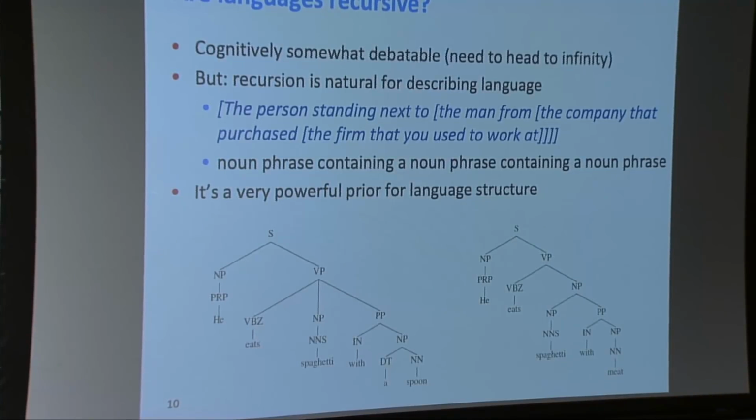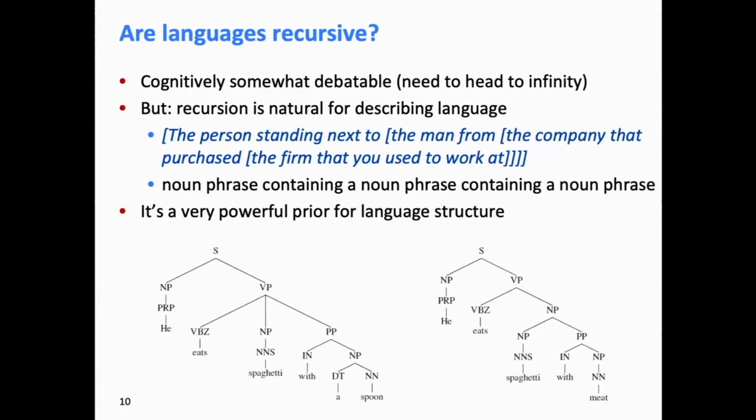So the person standing next to the man from the company that purchased the firm that you used to work at, that whole thing is a big noun phrase, but inside that there's a noun phrase, the man from the company that purchased the firm that you used to work at, which is another big noun phrase, and inside that there are smaller noun phrases like the company that purchased the firm you used to work at, but it's still got inside it noun phrases like the firm that you used to work at, and actually even that's got inside it a smaller noun phrase, which is just the word you. So an individual pronoun is also a noun phrase.